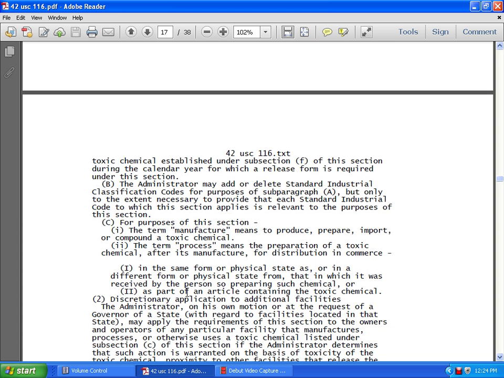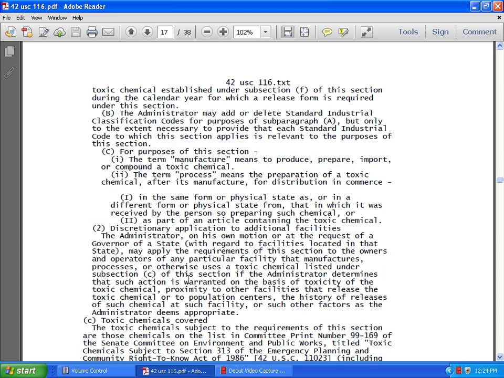Discretionary application to additional facilities. The administrator, on his own motion or at the request of a governor of a state, may apply the requirements of this section to the owners and operators of any particular facility that manufactures, processes, or otherwise uses a toxic chemical listed under subsection C of this section, if the administrator determines that such action is warranted on the basis of the toxicity of the toxic chemical, proximity of the facilities to other facilities that release the toxic chemical or to population centers, the history of releases of such chemical from such facility or such other facilities, or such other factors as the administrator deems appropriate.